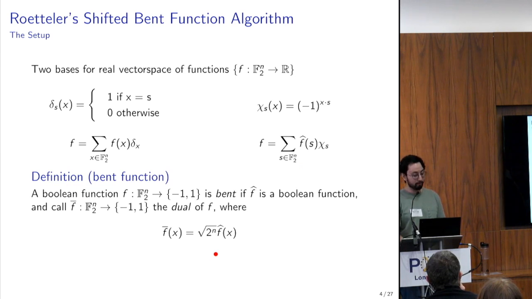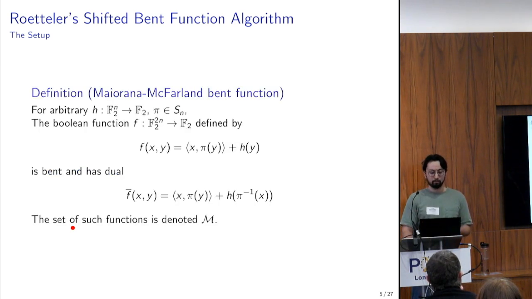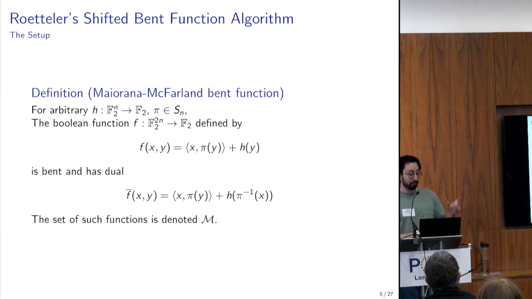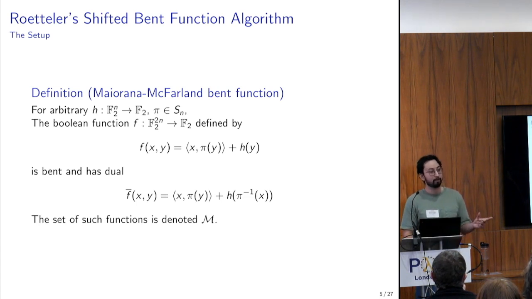So multiplying by this constant, square root of 2 to the n, we get the dual function, which is also a Boolean function. So we know what bent functions are. We might want to actually construct them. The way we would do this is to take an arbitrary Boolean function on half the inputs and an arbitrary permutation on half the inputs, and apply this construction called the Maiorana-McFarland bent function construction. This can be checked to be a bent function with a dual that is closely related, and we'll call the set of these functions capital M.